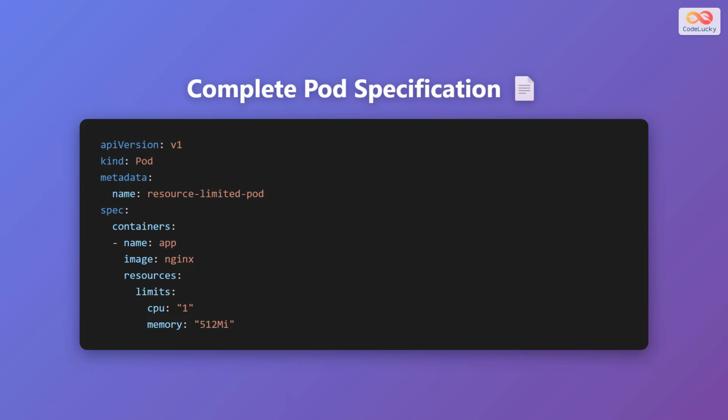Here's a complete example of a pod specification with resource limits. You start with the API version and kind, which define this as a pod resource. In the metadata section, you give your pod a name, like resource-limited-pod. Under the spec section, you define your containers array. Each container has a name, an image to run, and most importantly, a resources section. Inside resources, you define limits with both CPU and memory values. In this example, we're limiting the container to 1 CPU core and 512 megabytes of memory. This complete configuration ensures your container operates within defined boundaries.